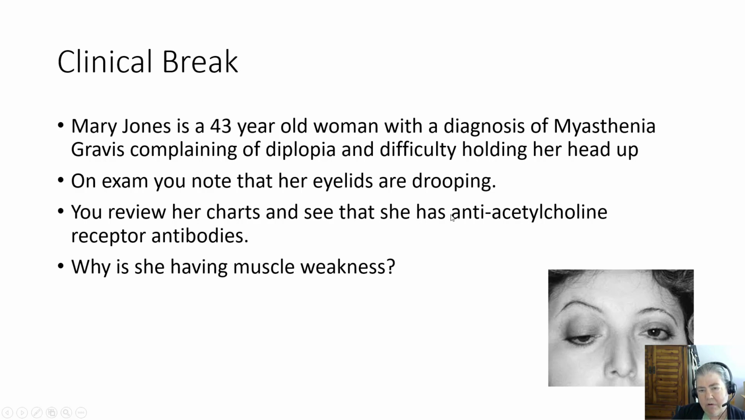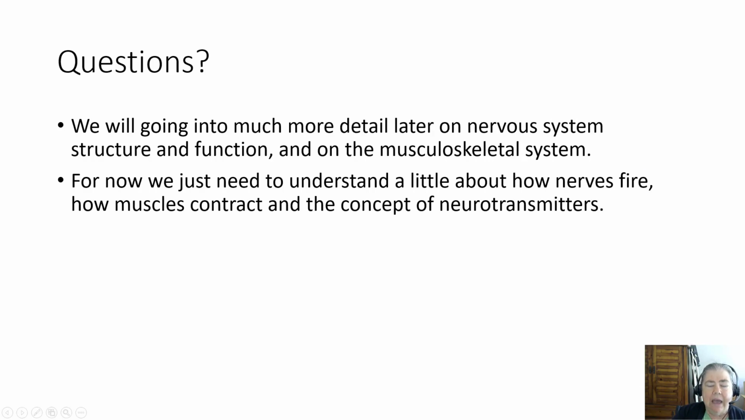This is an autoimmune disorder in which the immune system makes antibodies that attach to acetylcholine receptors, not allowing the acetylcholine to bind and to cause muscle contraction. And as you can see, it doesn't have to be the same at every muscle. So she, at the moment, is having difficulty with holding her head up. She's having difficulty with vision. And I'm going to stop here.